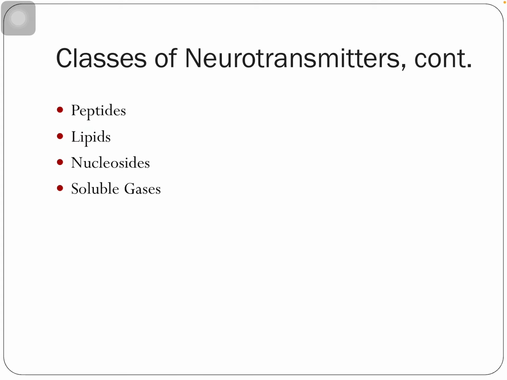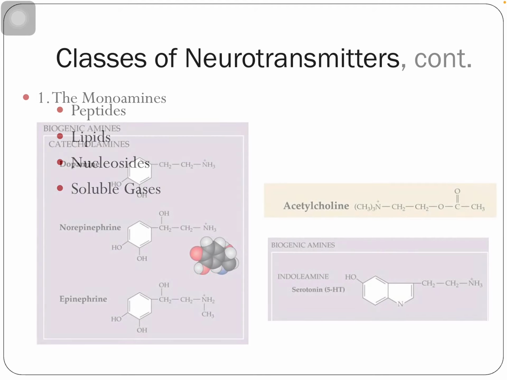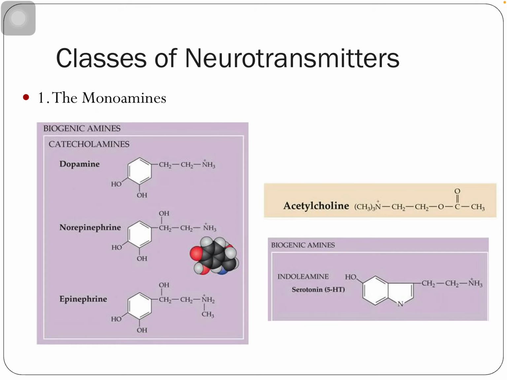With the amino acids, we're going to talk about glutamate, GABA, and glycine. We're also going to talk about some peptides, some lipids, nucleosides, and finally end with some soluble gases.